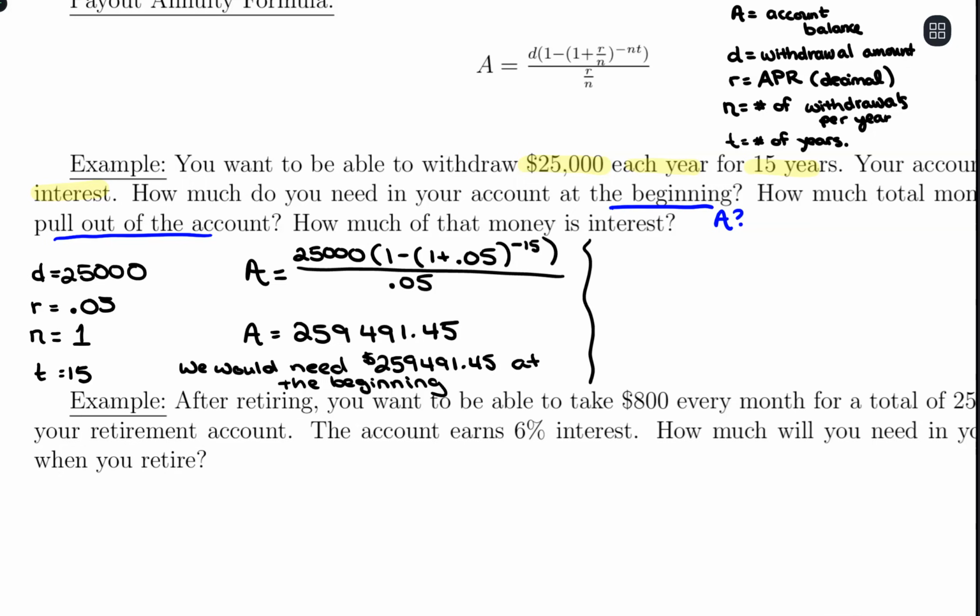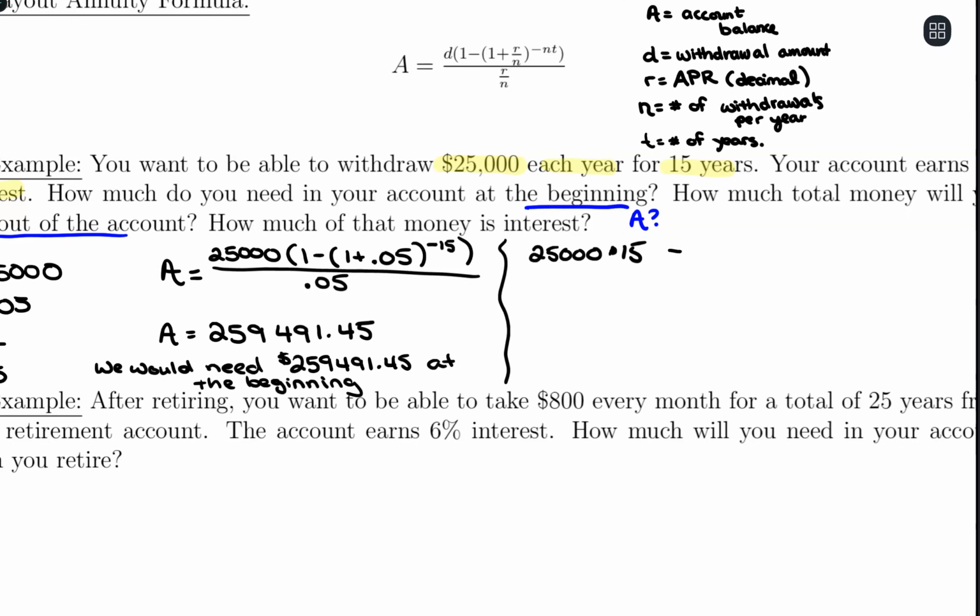So how much total money are we pulling out of the account? If I want $25,000 each year for 15 years, well, that's 25,000 times 15. So I want to have access to a total of $375,000. So that's how much money I would be using up if I'm taking out $25,000 each year for 15 years.